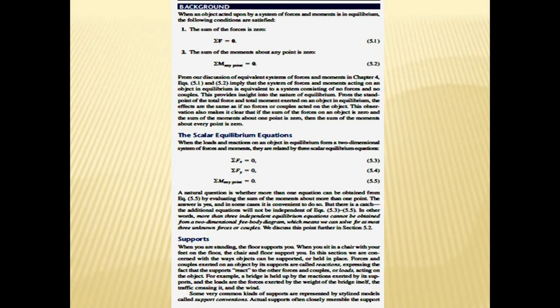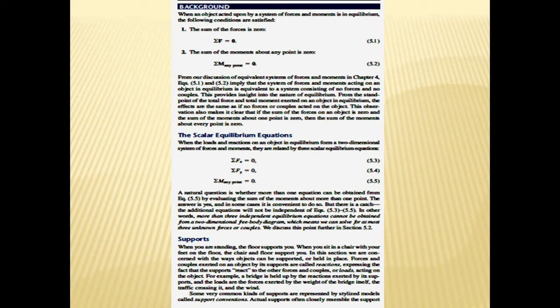So now here we can read that when an object is acted upon by a system of forces and moments and is in equilibrium, we have the following conditions. And you already know that the sum of the forces acting on the system will be zero, summation of all, and the sum of the moments about any point is also zero. Sigma F equals 0, sigma M equals 0. Okay.